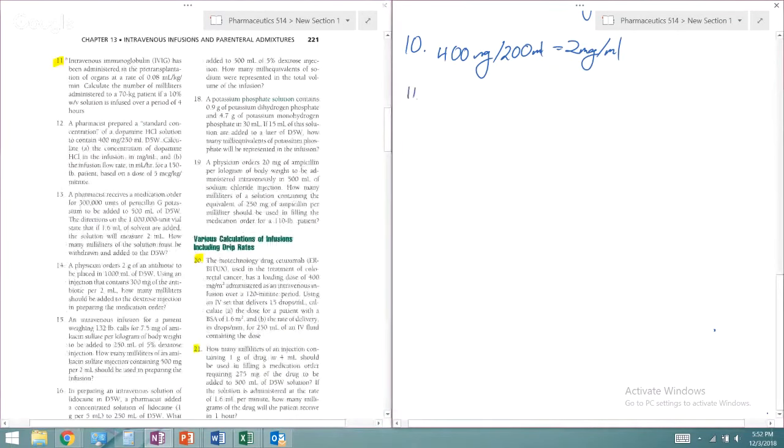All right, 11. Intravenous immunoglobulin has been administered in the pre-transplantation of organs at a rate of 0.08 milliliters per kilogram per minute. Calculate the number of milliliters administered to a 70 kilogram patient if a 10% weight per volume solution is infused over a period of 4 hours.